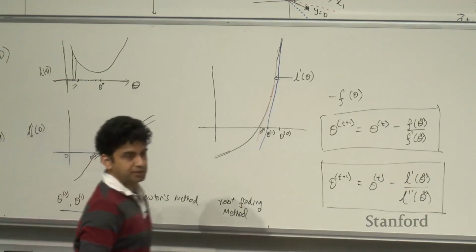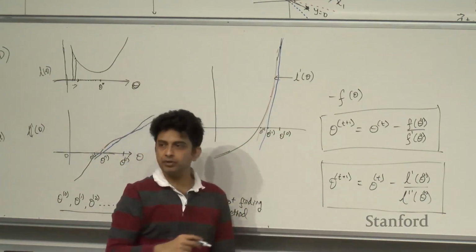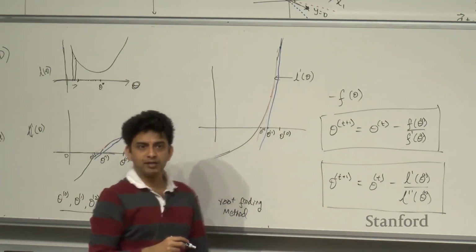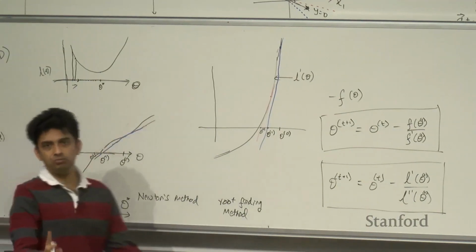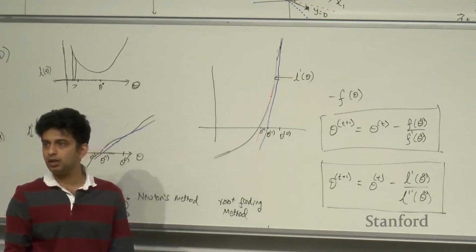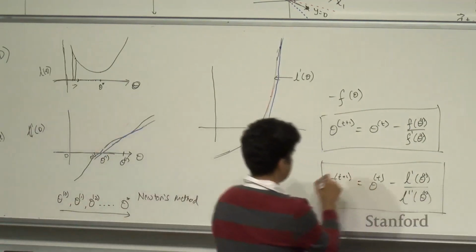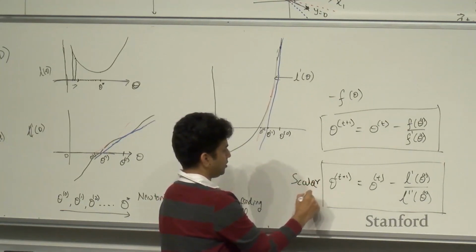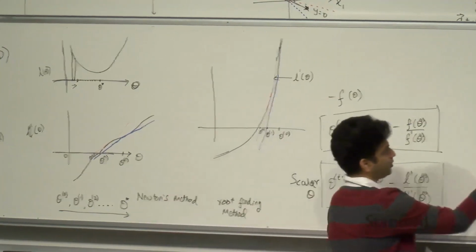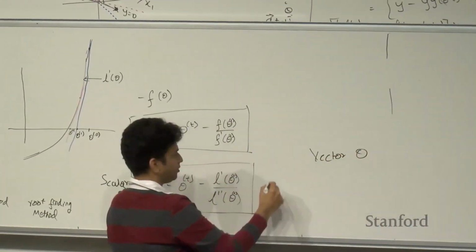And so this is Newton's method, but however, this was using scalar valued inputs. Right? In practice, however, our loss function has a vector valued input because theta is a vector, and so this was for the scalar case, a scalar theta. For vector theta, the update rule looks like this.